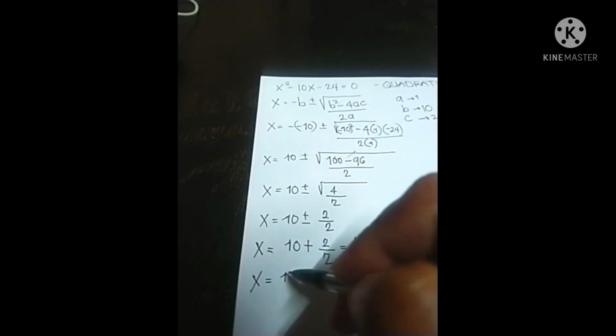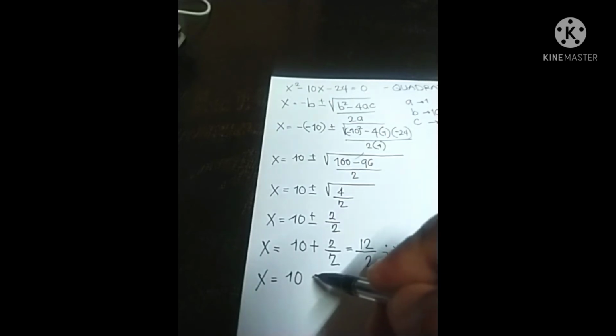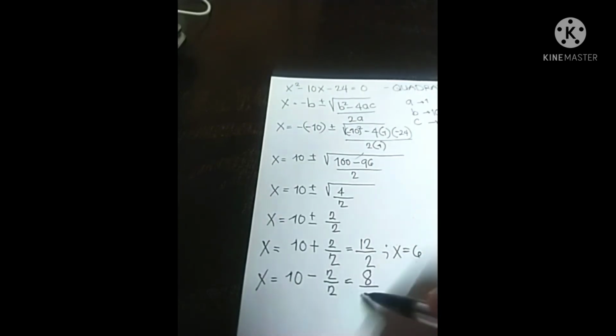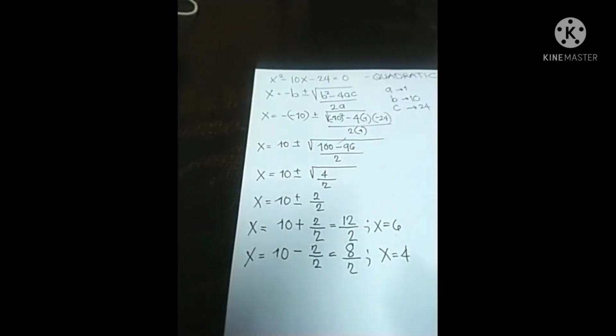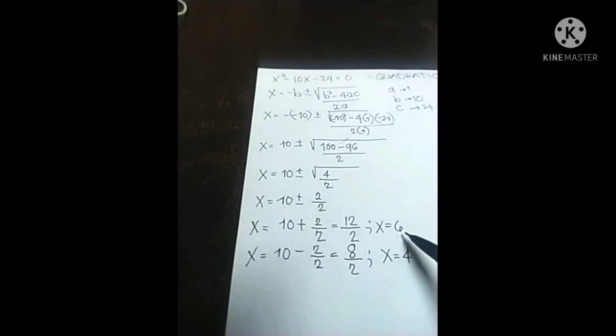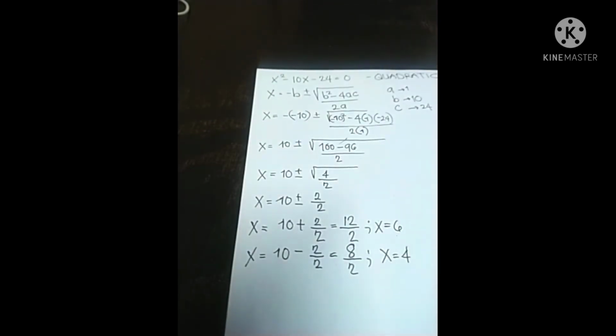X is equals to 10 by a negative sign is 2, minus 2 over 2, which is equals to 8 over 2. Therefore, x is equals to 4. Okay? From positive sign, x is equals to 6. While from negative sign, x is equals to 4.